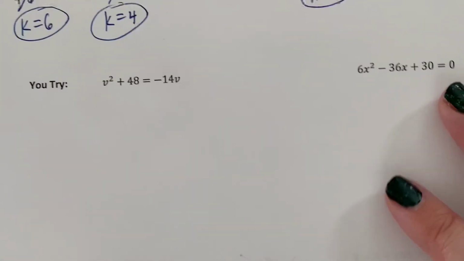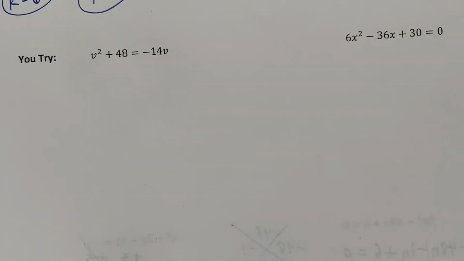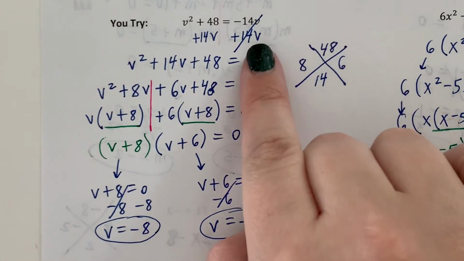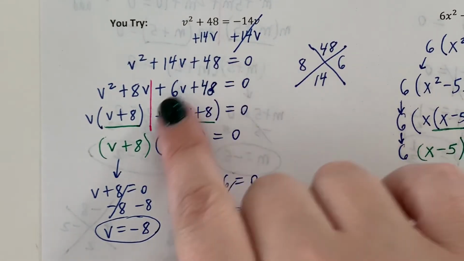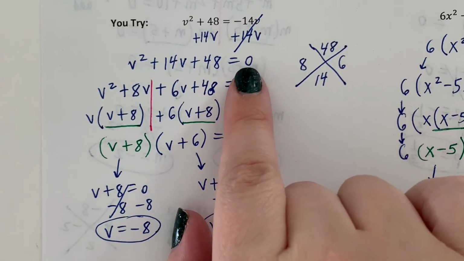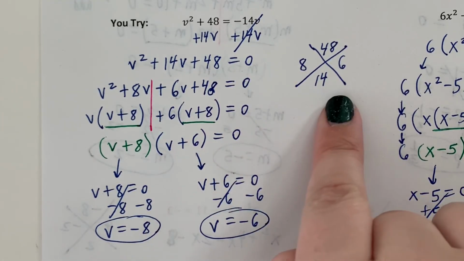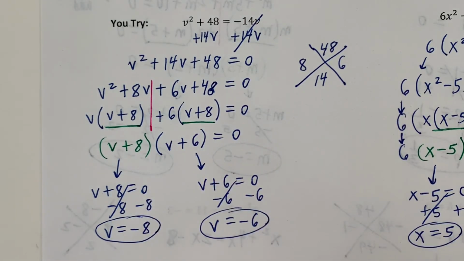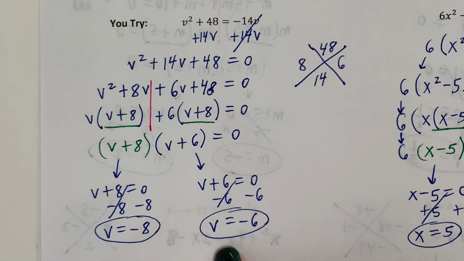Alrighty, last 2 U-tries. Go ahead and pause the video. All right, here's the first U-try. I first had to add 14v over to the other side to get it in standard form. Then once I had it in standard form and it was equal to 0, I could do my X method, factor by grouping, and then set each factor equal to 0 in order to get the solutions that v is negative 8 and negative 6.